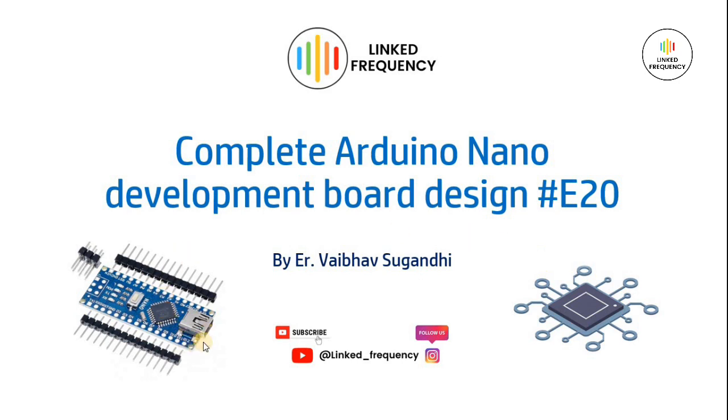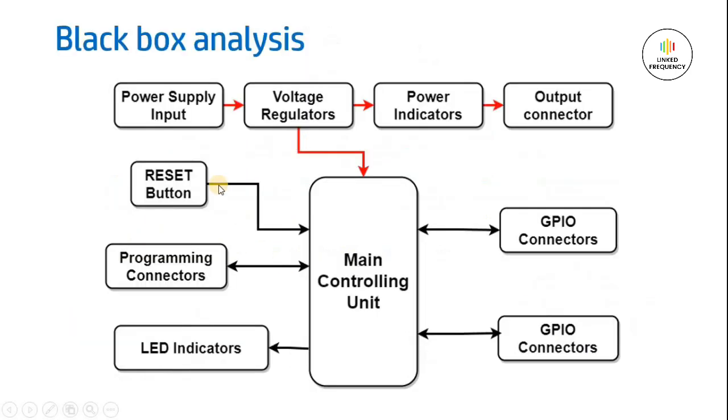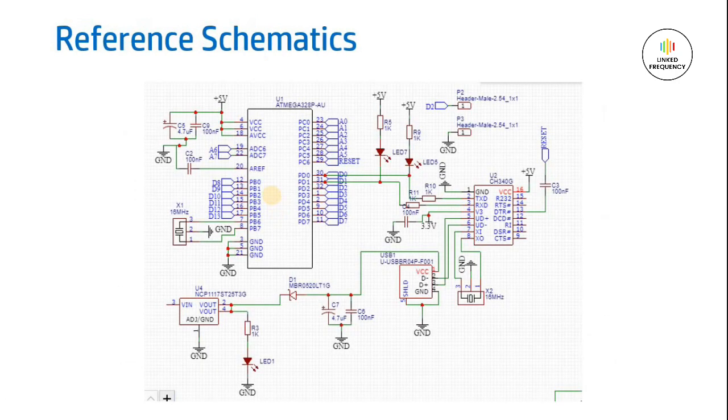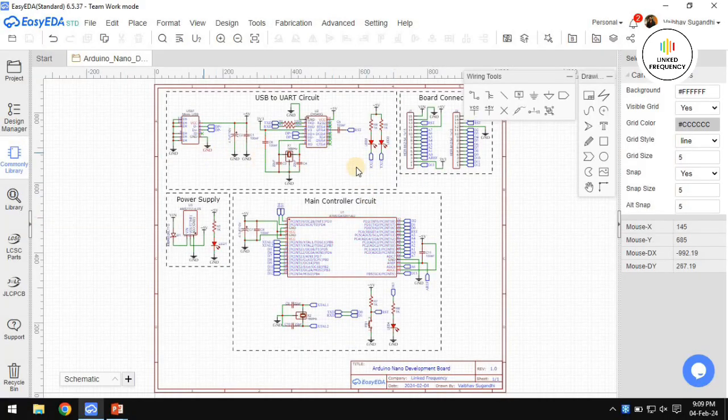First thing is, we understood that this Arduino Nano development board is very compact and full of SMD components. Only connectors are through-hole ones. According to this, we did our datasheet analysis, a black box diagram analysis, a white box diagram analysis, and also a morphological chart according to the requirement. Now we came to the conclusion that this is how the reference schematic looks, and according to that, we have designed our schematic diagram.